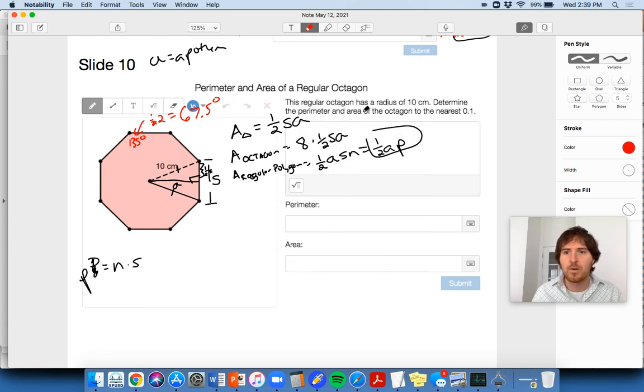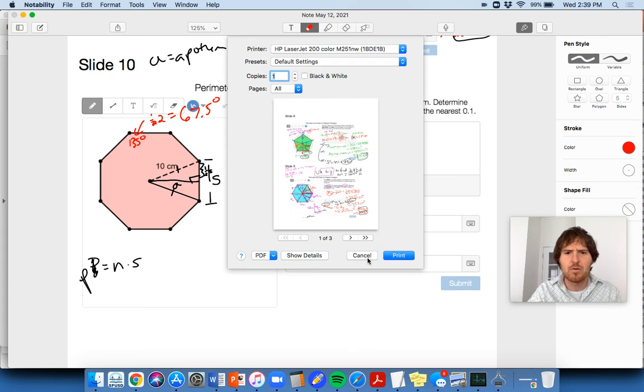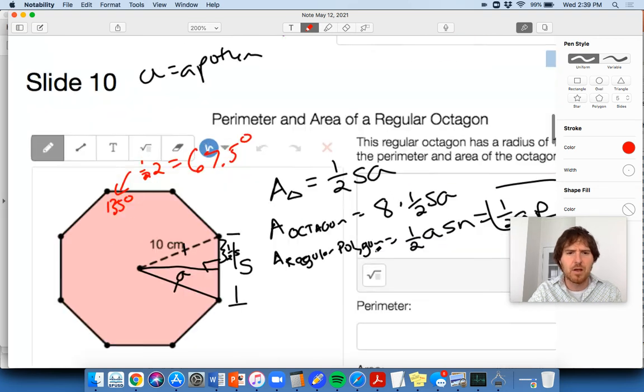Oh, why am I printing it out in black and white? I don't want to do that. Okay, let me zoom in. Oops. I don't want to print it. There we go. That's what I'm talking about here.